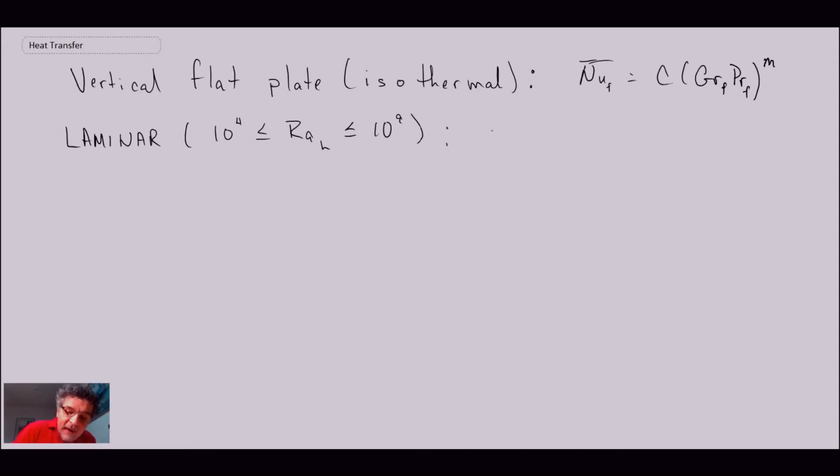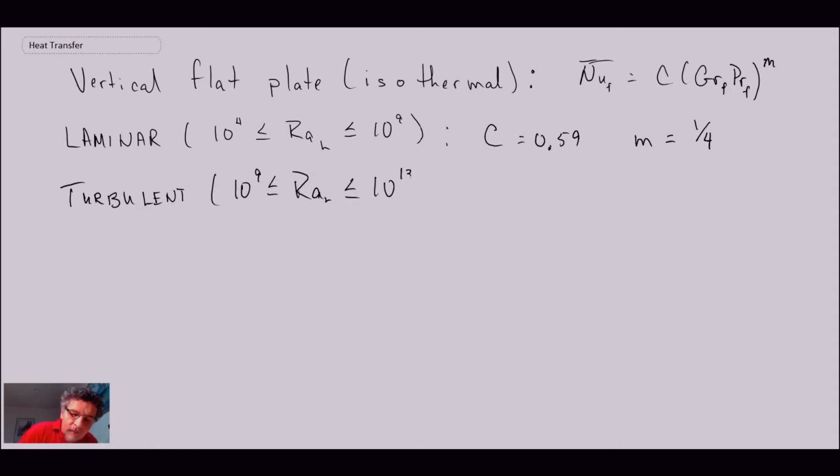So the value of C, if we have laminar, 0.59. And again, this is going to vary. You can look in any heat transfer book and you might find numbers that are a little different from this, because people are fitting their experimental data to this functional form, and so there could be slight variability. If you have turbulent flow, our coefficients are going to change. And we already said that M would be 1/3, but C would be 0.10. So those would be the values of C and M for a vertical flat plate in the case of it being isothermal, so constant temperature.